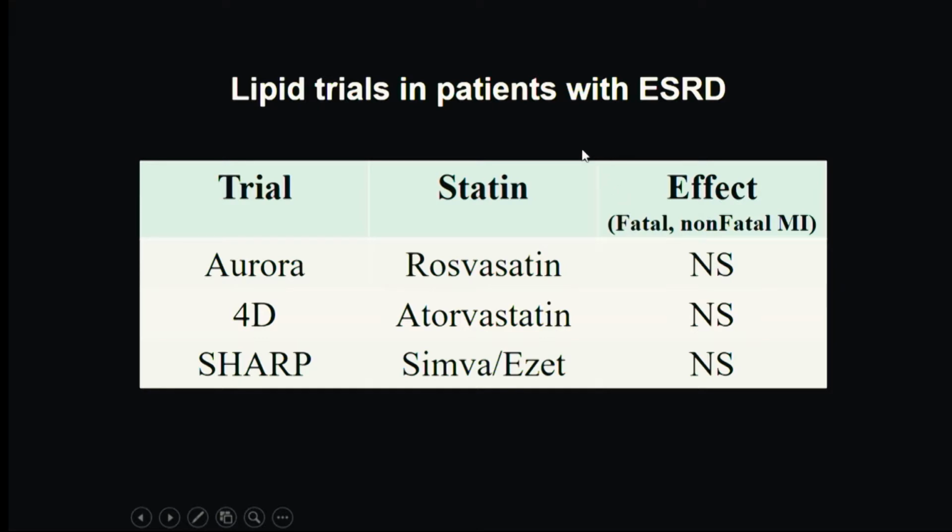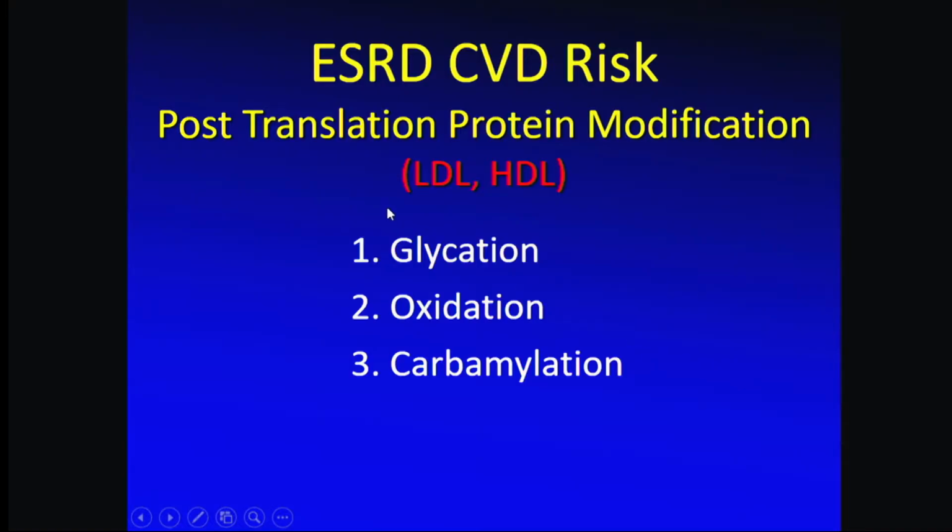What about the lipid-lowering trials? Remember, I said it's not a lipid issue, and I say that because of the trials that have been conducted before. The AURORA trial and 4D and SHARP, using very high-level statin drugs, showed no significant difference in preventing cardiovascular events. So what is it about end-stage renal disease? I repeat, the process is called post-translational protein modification of LDL and HDL by glycation, oxidation, and carbonylation. These lipoproteins are altered.